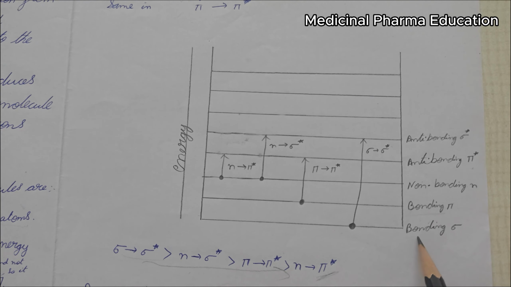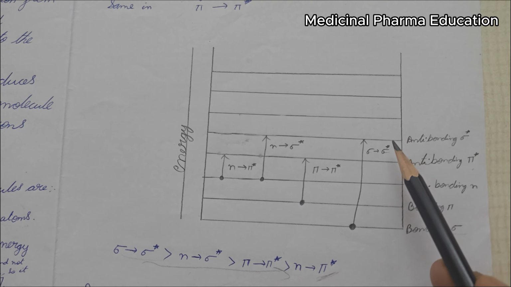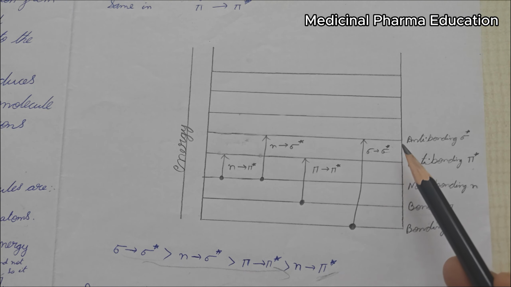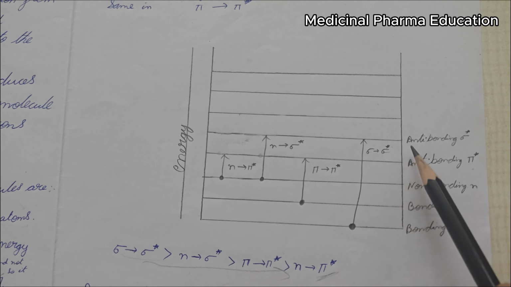First, bonding sigma, bonding pi, non-bonding n type, anti-bonding pi, and anti-bonding sigma. See, from the sigma to sigma star, it is the highest energy. It requires higher energy than any other transition, because the sigma bond contains high energy, so it requires high energy for transition of electrons from the ground state to the excited state.